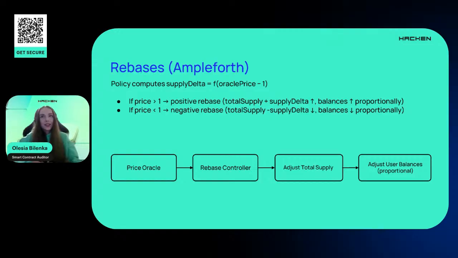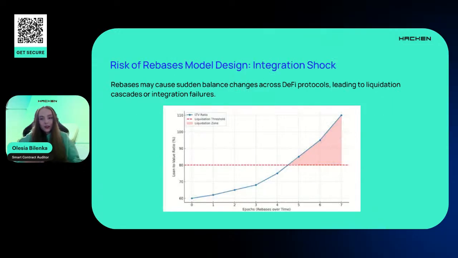But as we can already understand, this is not a standard token, and it may be really difficult to integrate it into our standard DeFi project. So it may lead to integration shock. When balances suddenly change, loans can liquidate or integrations may break automatically. No bug, no hack, and it is intended behavior. So it is a pure mess, which may cause chaos.